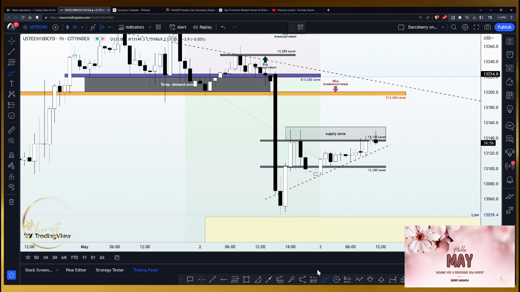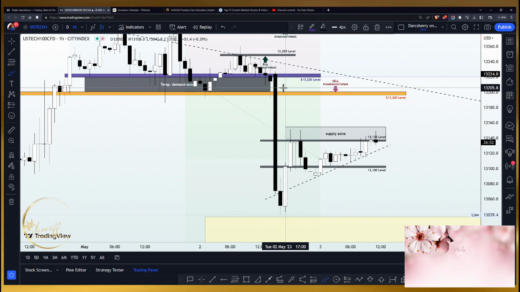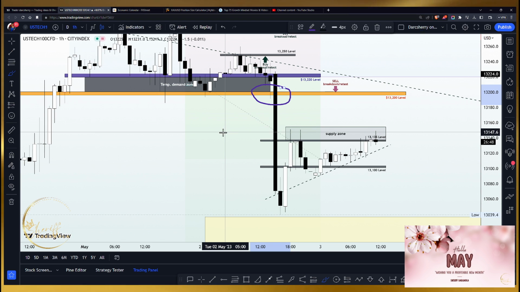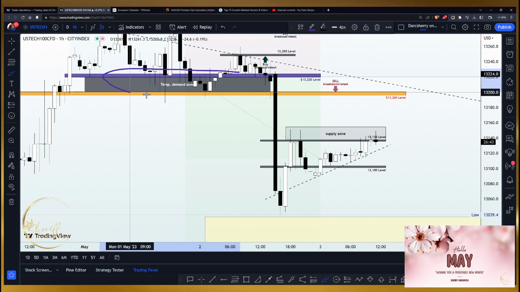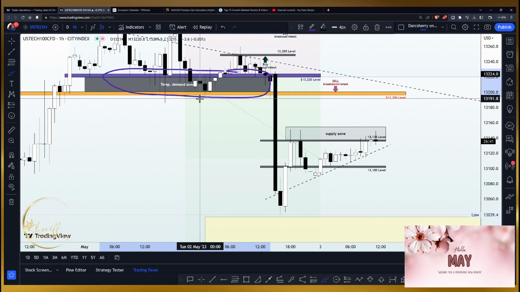Now, if you look at the impulsive move that started during the New York session yesterday, we saw it break down a very key structure here at 13,200, which happens to be our key level for the week, which was also serving as a very strong demand zone during the first couple of days of this week.